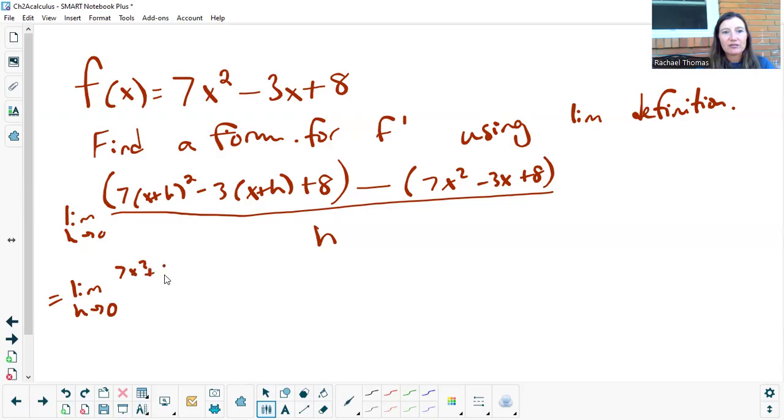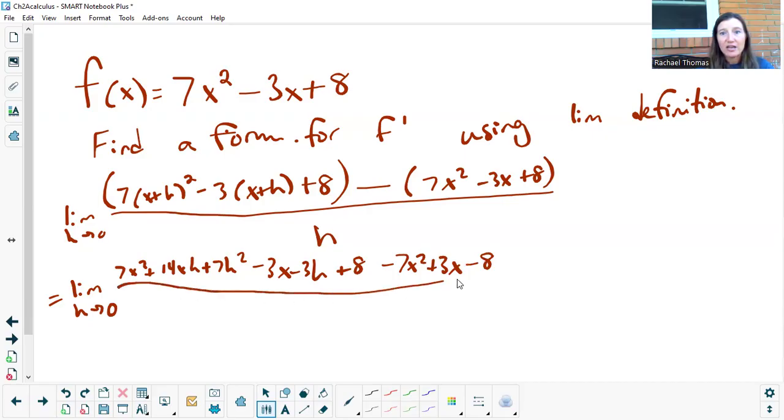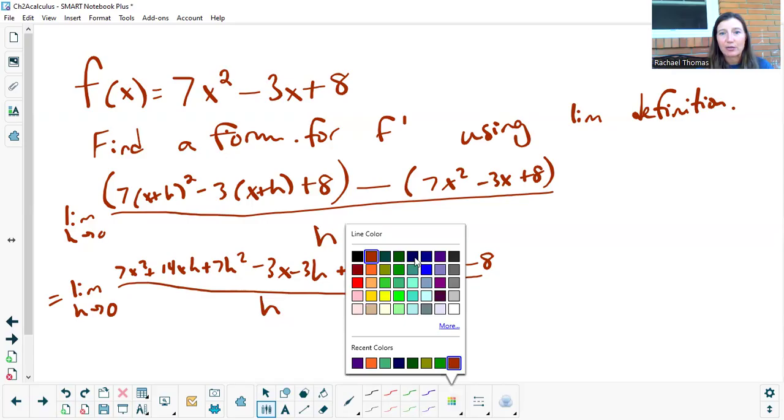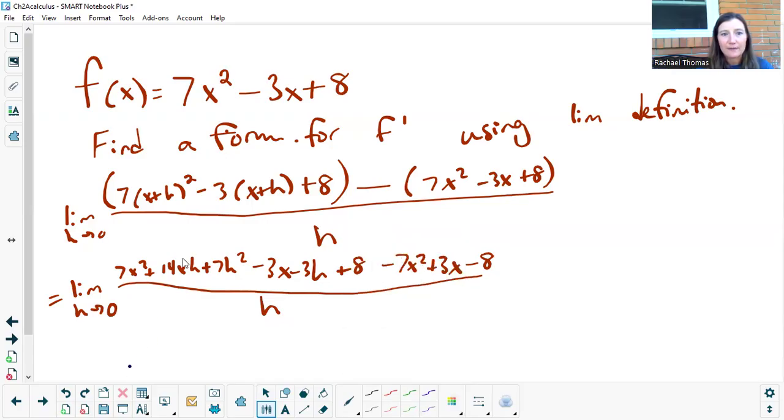7x squared plus 14xh plus 7h squared. You can double check my algebra on that one. Minus 3x minus 3h plus 8, minus 7x squared plus 3x minus 8, all over h. And now we get to cancel some stuff. This should be the step where things start to get a little bit simpler.